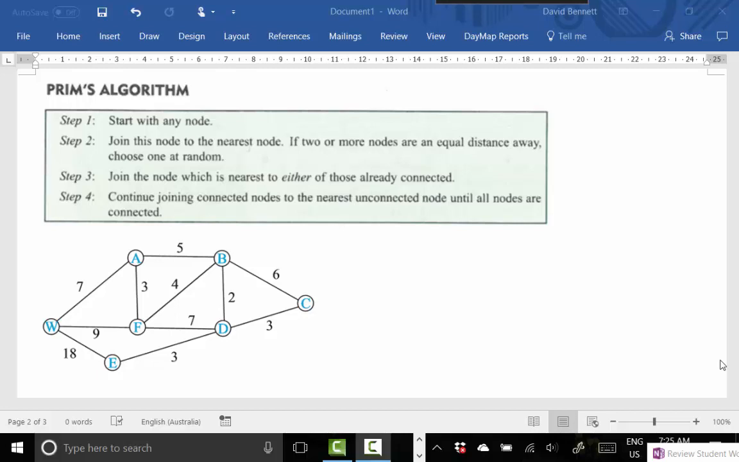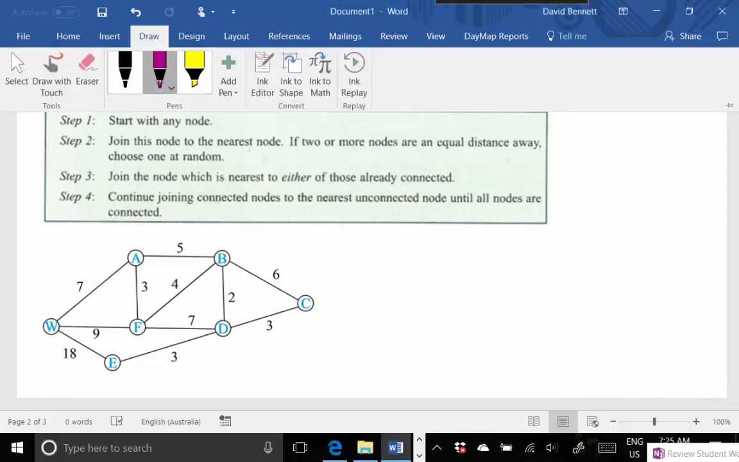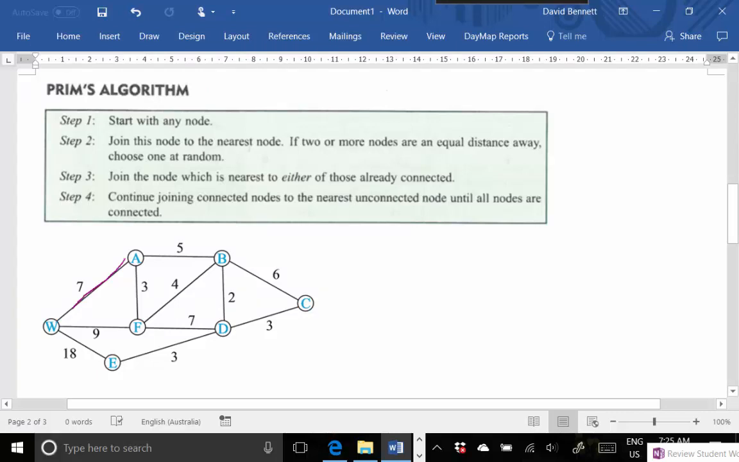Right. So now what we might do, just because W is our warehouse, we might start with our warehouse. So the closest connection to our warehouse is this one here. Right. So that's our closest connection. Now looking at A to F, what's the closest way of connecting that? Well, A to F would be this connection here, because that is 3, or if I went from W, that's 9.